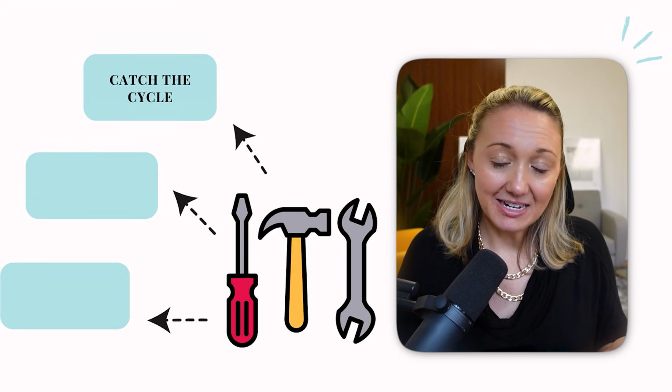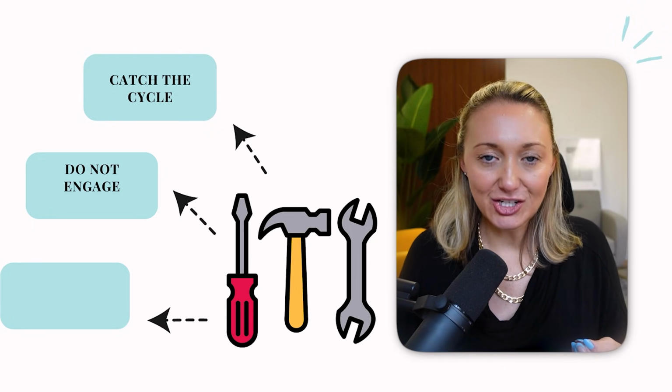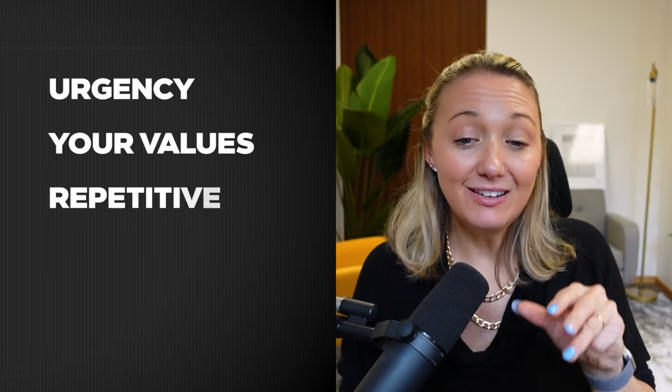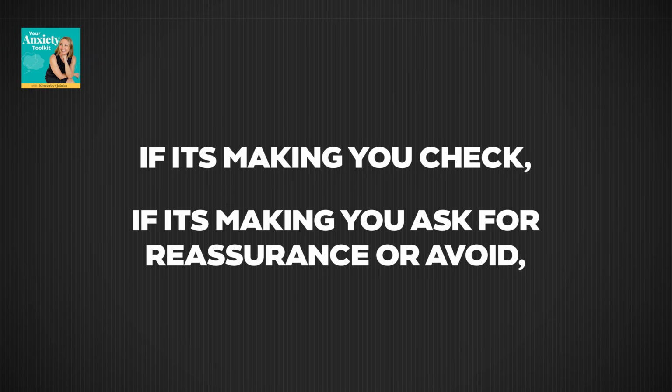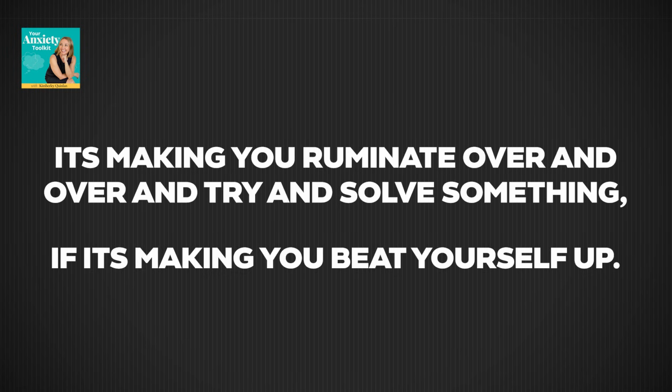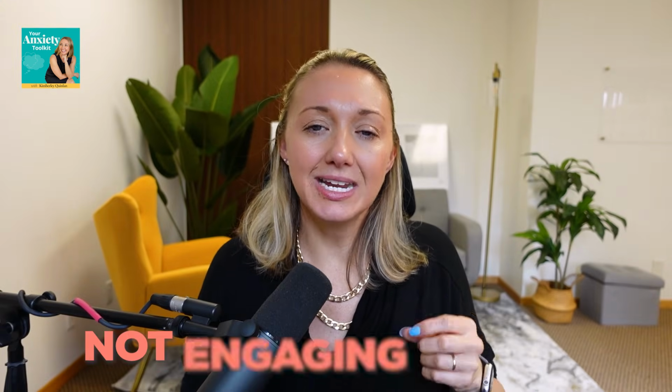The next step here is to practice not engaging. I say, do not touch it with a 10-foot pole. If it comes up, and again, I will repeat this, if there is an intrusive thought that comes with a lot of urgency, that is not in line with your values, that is repetitive, really relentless, and you feel an urge to do any of those 5 compulsions, right? It's OCD. If it's making you check, if it's making you ask for reassurance or avoid, or it's making you ruminate over and over and try and solve something, if it's making you beat yourself up, it's going to be your OCD. And we're going to have to practice not engaging with it.